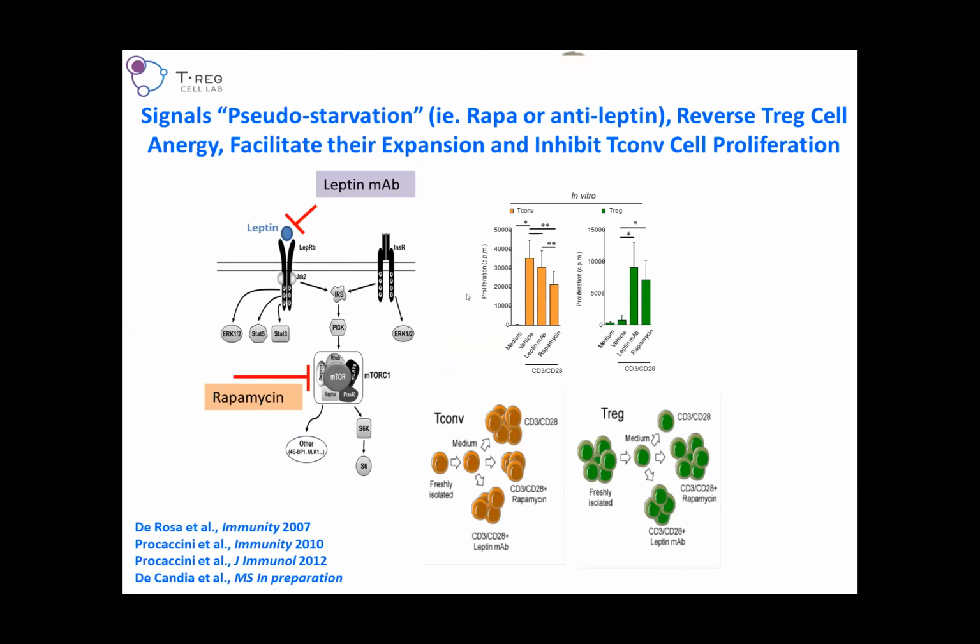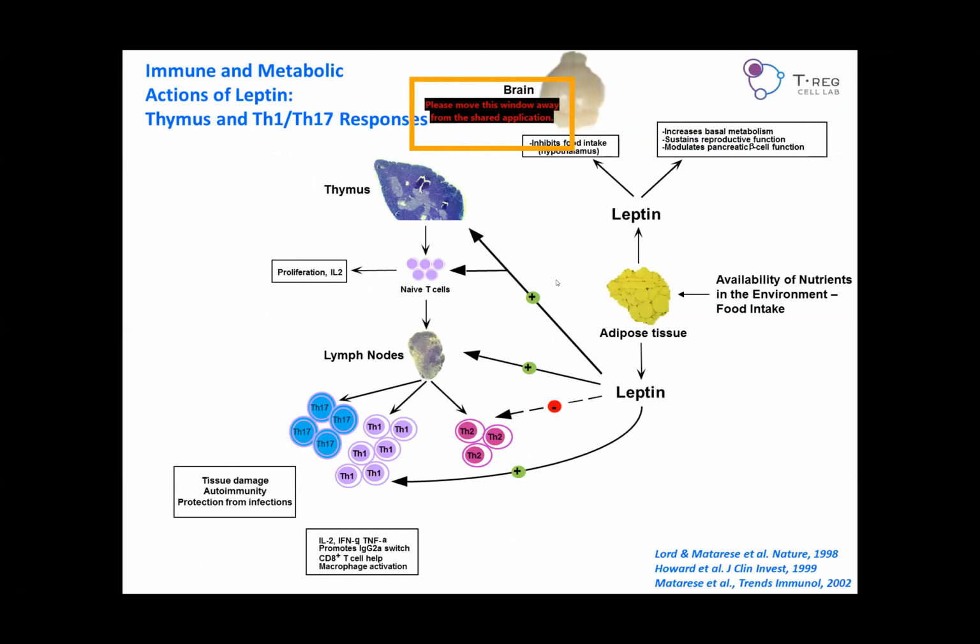What is occurring when we give the system signals of starvation? We named it pseudo-starvation because we were referring to drugs, but basically the effect is the same as starvation. If I starve an individual, I reduce leptin production because adipocytes go down. I can have the same effect if I use drugs that mimic the reduction of leptin.